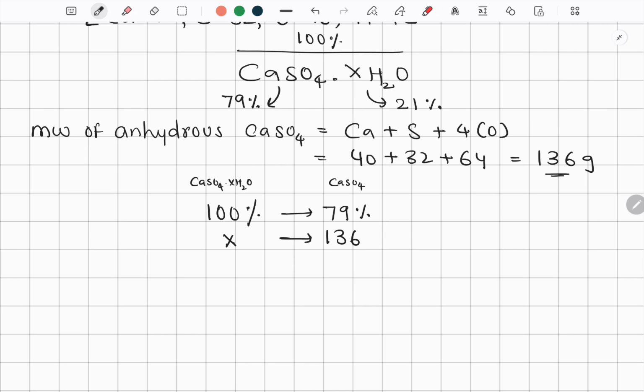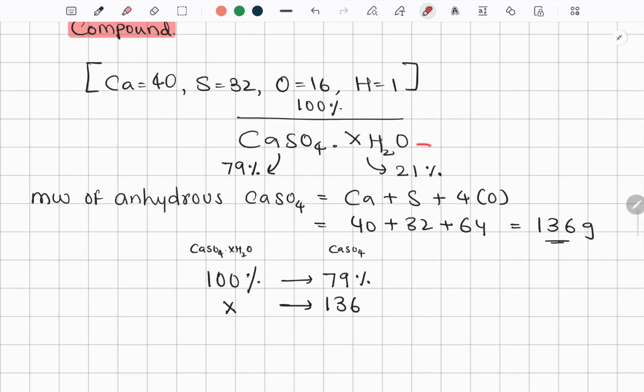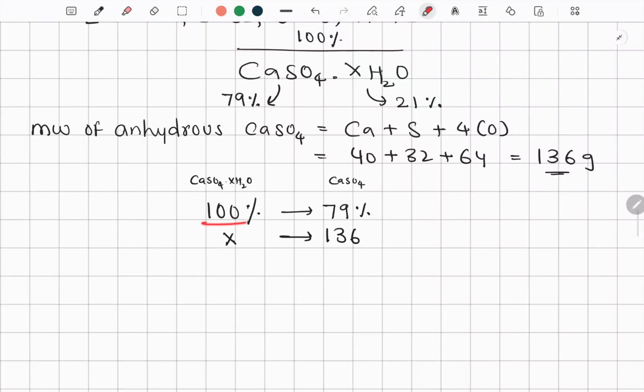Are you guys getting it? Out of 100%, 79% is my CaSO4. I am not saying that; it was given in this question that 21% is XH2O. That means the remaining part is CaSO4, which is the 79%. So out of 100%, 79% is CaSO4, and I know the molecular weight of the CaSO4, which is 136. Then can I get to know the value of CaSO4.XH2O?